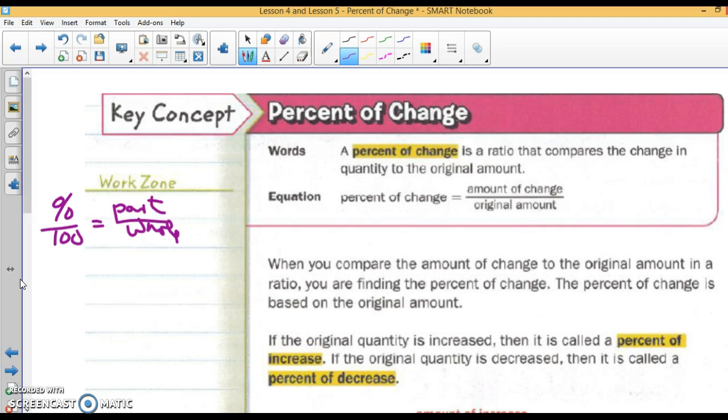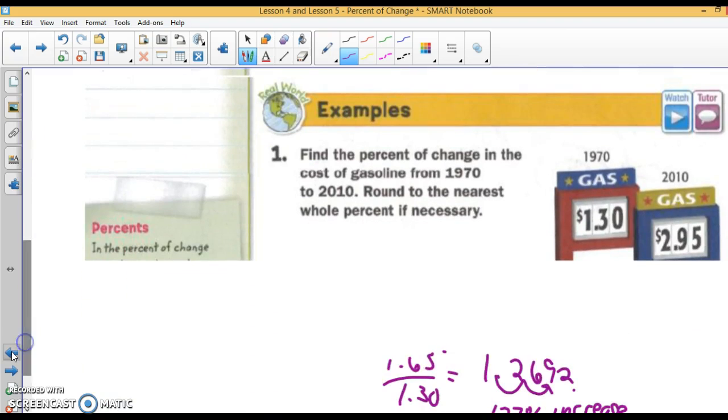Now, when you do percent of change, you are going to set up a percent proportion. Percent over 100 equals part over whole. The part is the amount of change. So how much did something change? So you're going to subtract the two values. And the whole is always the original amount, the starting amount, because you want to figure out how much that original amount either increased, which is going up, or decreased. Okay? Now, let's take a look at an example.